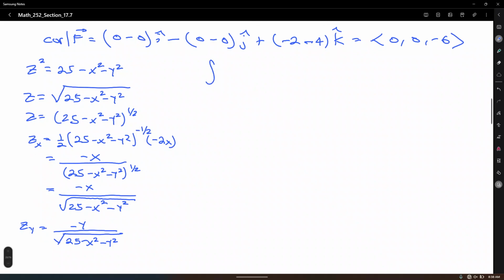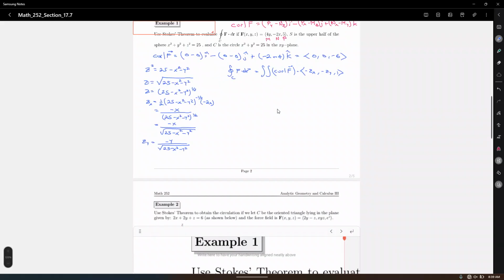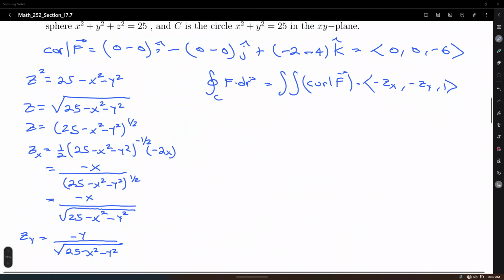The line integral of F dotted with dr along the curve C is equal to evaluating the double integral of the curl of F dotted with this vector here, that is negative z with respect to x, comma, negative z with respect to y, comma 1. And let me call this dA. All right? Okay.